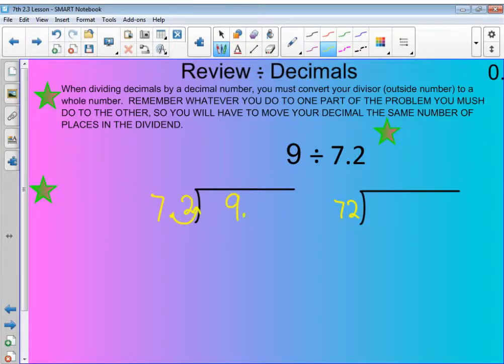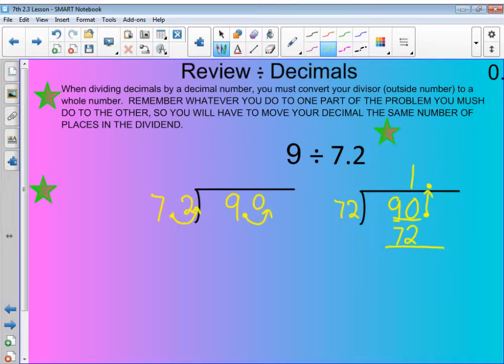Currently there's no decimal on this 9. It means it's right behind there. We're going to move one spot and add a 0. So we end up with 90 on the inside, and our decimal's sitting right here now. I'm going to bring that up just in case I need it. All right, 72 can't go into 9, so I'm now going to look at 90. 72 will go into 90 once. 1 times 72 is 72.